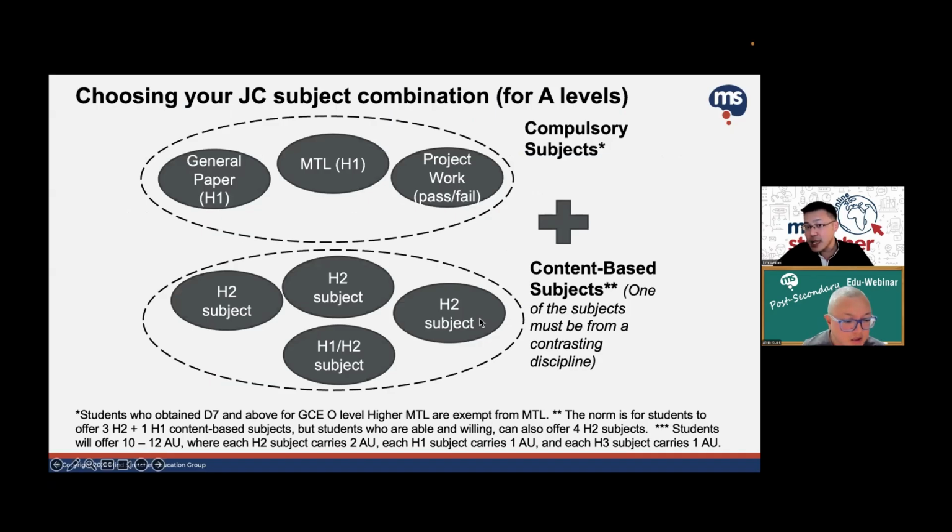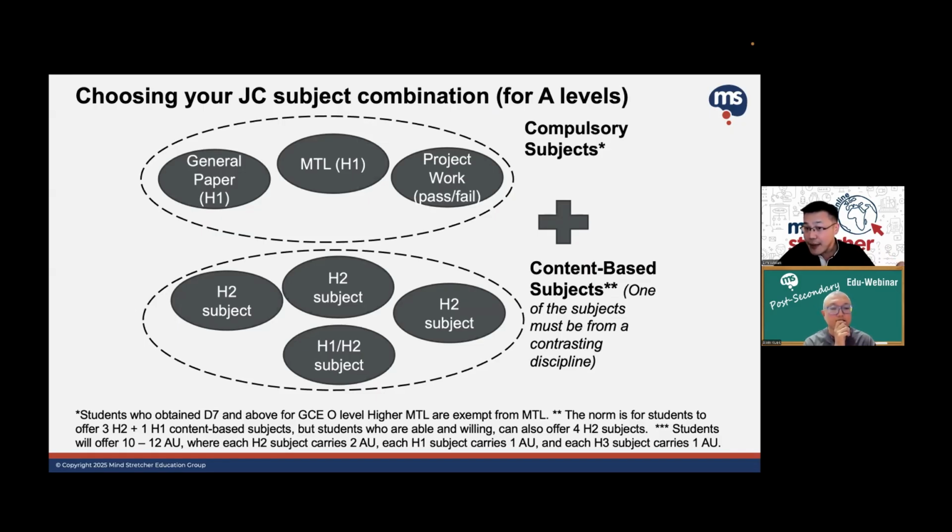So maybe just to let you all highlight how it works. I think this question did come up yesterday when we mentioned. So I'm just going to show you all how this works. You can think of it as there's these two batch of subjects that you take going into JC, right? There is these compulsory subjects, and then there is the content-based subjects. The compulsory subjects is your GP, general paper, which is like your English equivalent, right? What you do in English in secondary school, but now it's called general paper in JC.